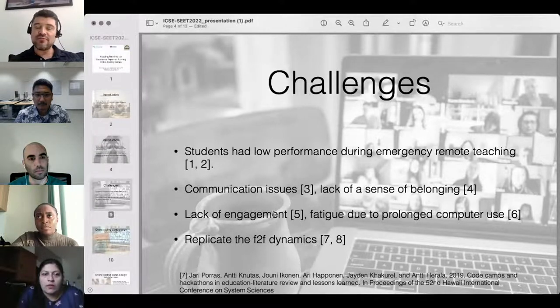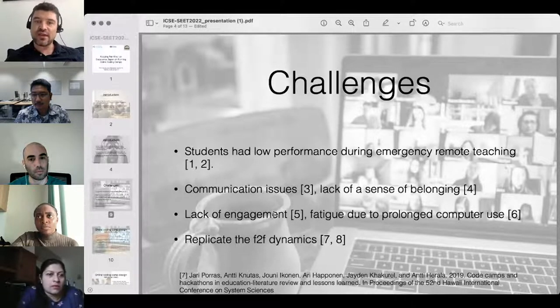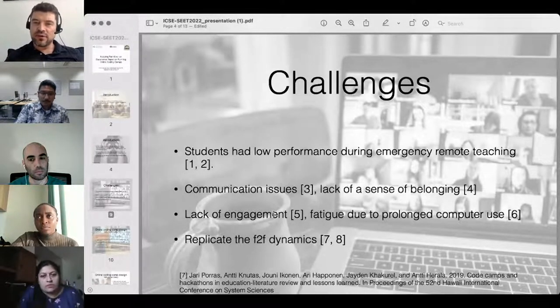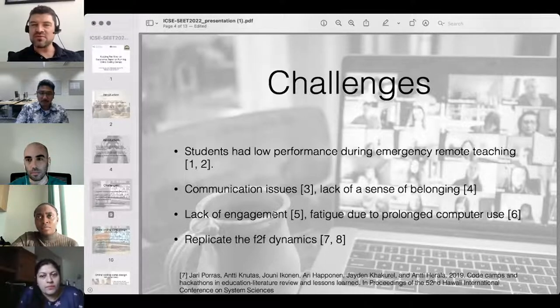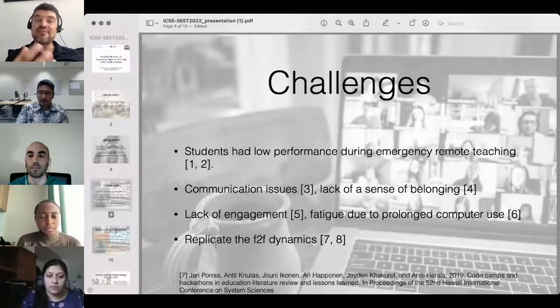Fatigue, the famous Zoom fatigue. Every time we spend days, even weeks, in front of a computer trying to work on a study or interact, the time that we spend in front of a screen was also more expensive than previously because of the fatigue that this may cause. And finally, we wanted to have the same experience and the same success for participants as if it was face to face. So that was also part of our challenges.